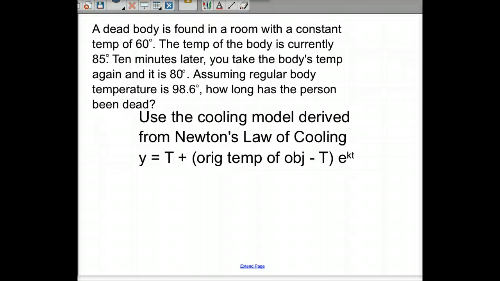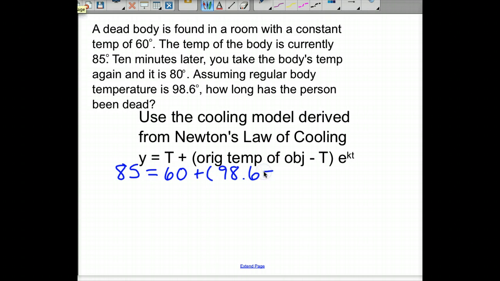So we're going to use the cooling model derived from Newton's law of cooling. y equals T plus (the original temperature of the object minus T) times e to the kt. So the first thing we're going to do is fill in the current temperature of the body, 85. The temperature of the surrounding area is 60. The original temperature of the object we have to assume is approximately 98.6, and the surrounding temperature is 60, times e to the k times t.